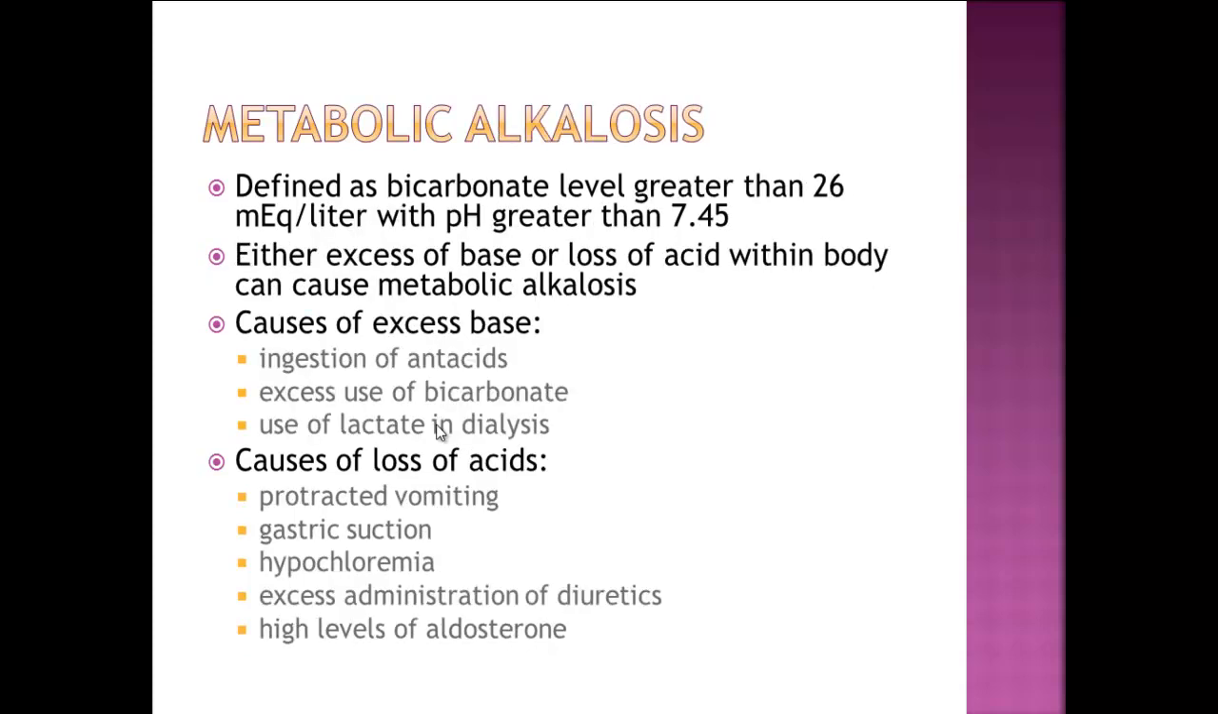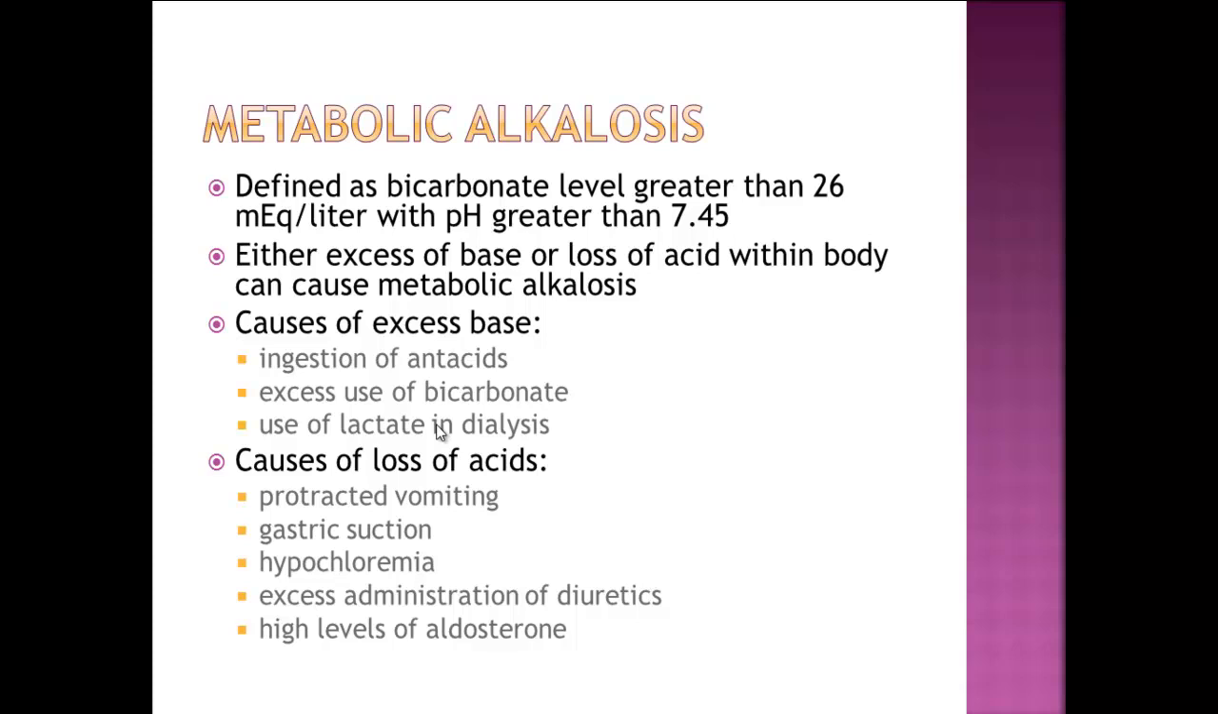Metabolic alkalosis, on the other hand, now the bicarb level is high, which makes the pH high, and that is usually either an excess of bicarb or a loss of that hydrogen ion. So when we have excess bicarb, usually it's because of over-ingesting of antacids, excessive use of bicarbonate, which is kind of like Alka-Seltzer, again kind of an antacid, but with a little more kick to it. Use of lactate in dialysis can cause it.